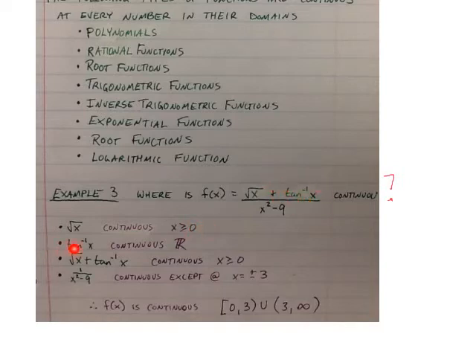Arctan is continuous on all real numbers. So right now we're still limited to x is greater than 0 for our continuity, because the sum of those two shares the continuity of the most limited one. And then the final one, 1 over x squared minus 9, is continuous except at plus and minus 3. So what we have is a continuity that goes from 0 to 3 and 3 to infinity.